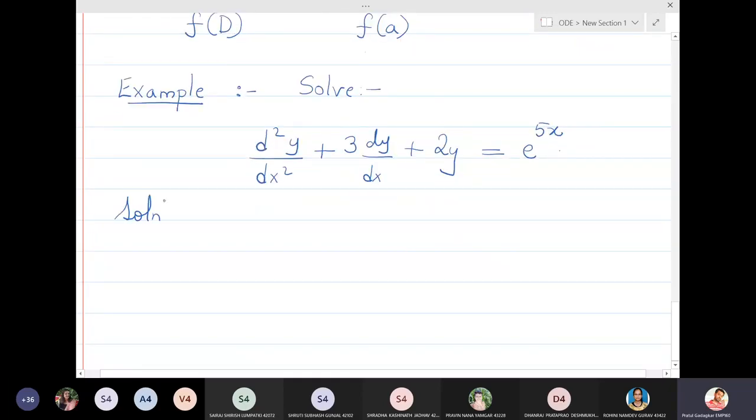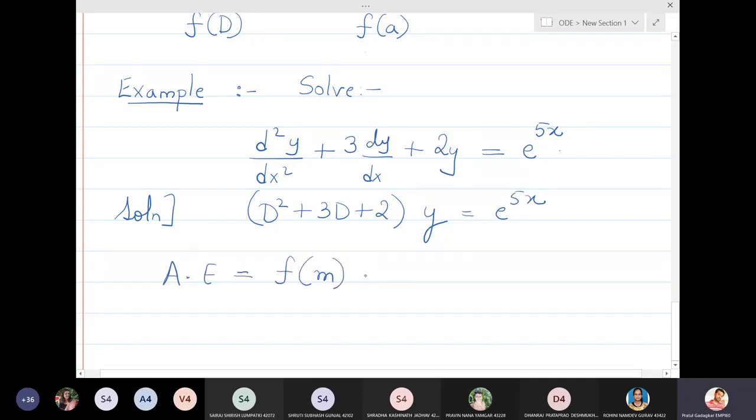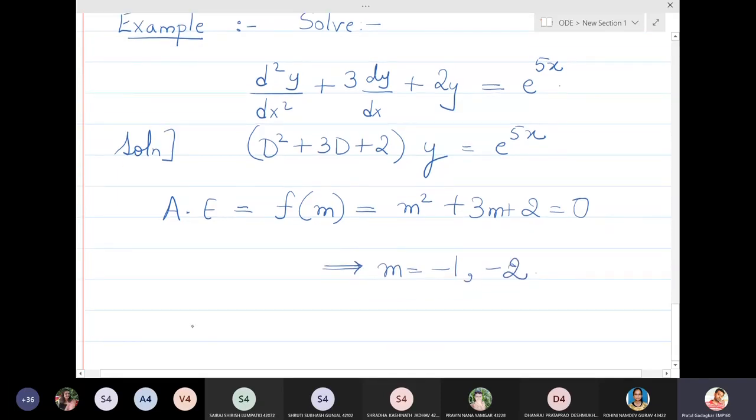So, solution. This is d square plus 3d plus 2 y is equal to e power 5x. So the auxiliary equation, which is f of m equal to 0, that is m square plus 3m plus 2 equal to 0. So m is equal to minus 1 and minus 2. So this means the complementary function is c1 e power minus x plus c2 e power minus 2x. Okay, the complementary function has nothing to do with my previous shortcut method.